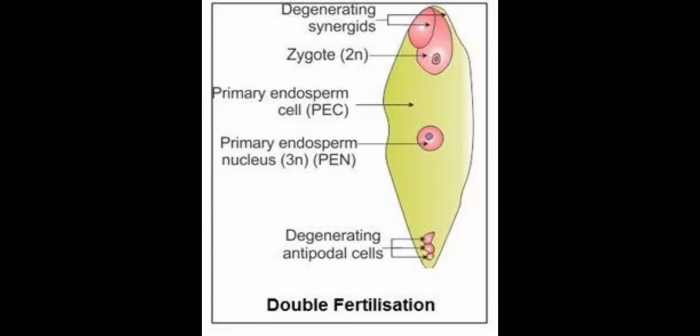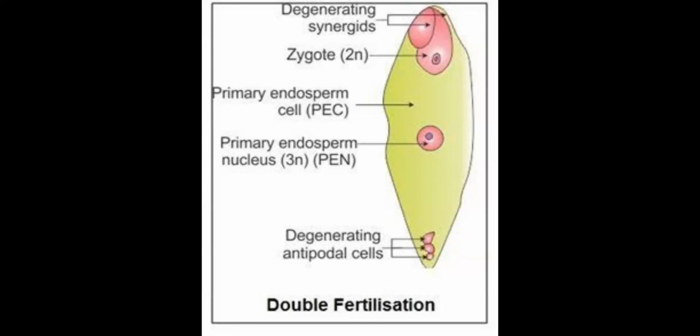Inside the embryo sac, in which structure will the pollen tube open? Correct, the cytoplasm of one of the synergid cells. Simultaneously, the synergid cell will degenerate, and within its cytoplasm, the pollen tube shall open up its tip and discharge the gametes. How many male gametes are discharged inside? Correct. Two male gametes are discharged inside the synergid cytoplasm.